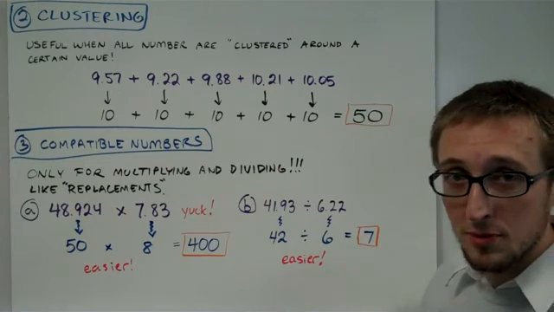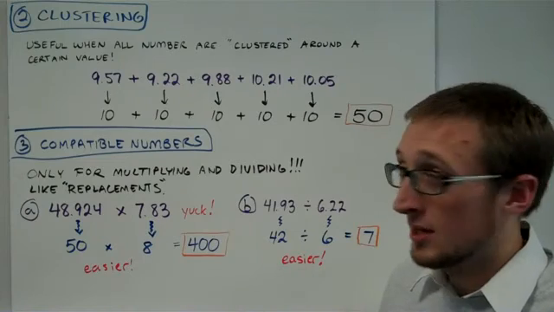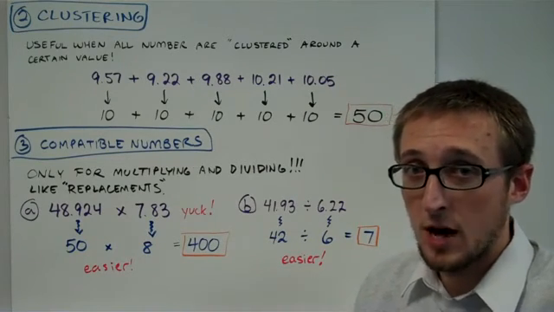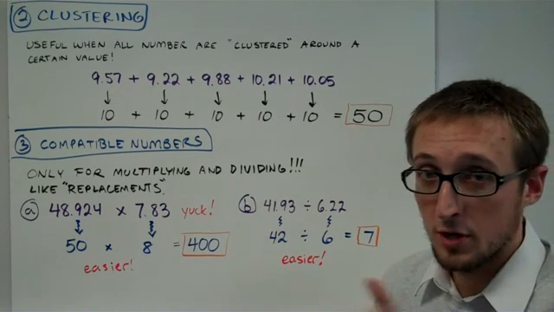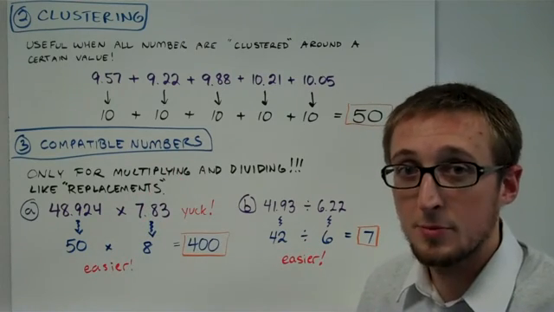So these are the 3 estimation techniques that you need to know for your next quizzes and tests. And it'll be helpful on the EOG. We've got your front-end estimation, we've got clustering, and we've got compatible numbers. Okay, remember, front-end estimation and clustering is for adding and subtracting. Compatible numbers is for multiplying and dividing.